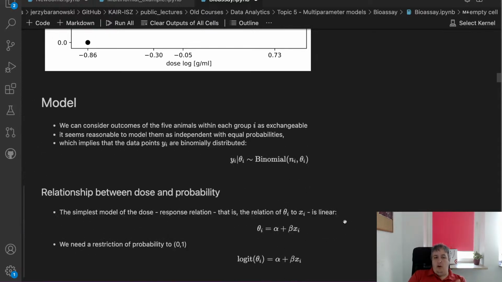And of course, we have to create some kind of representation of how this theta depends on the size of the dose.